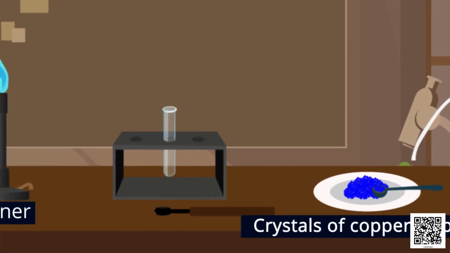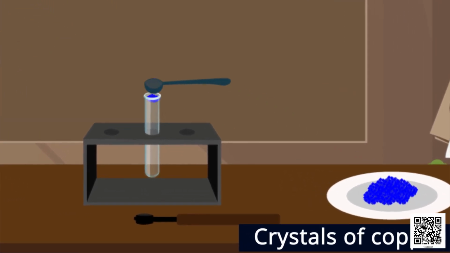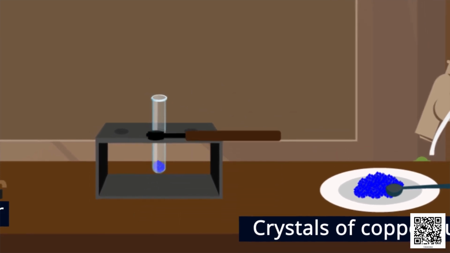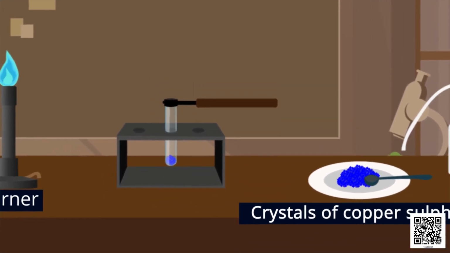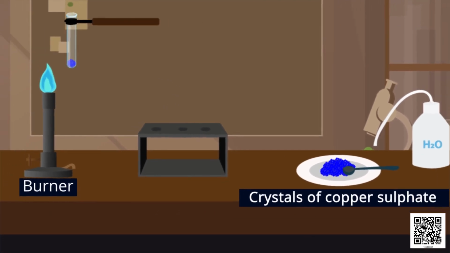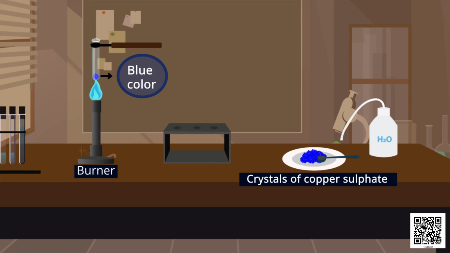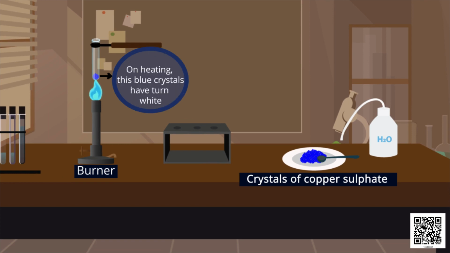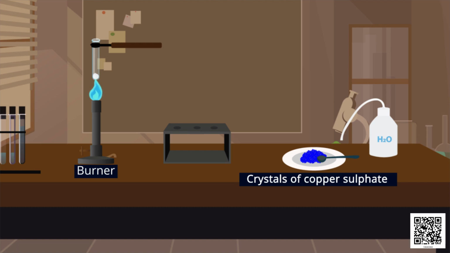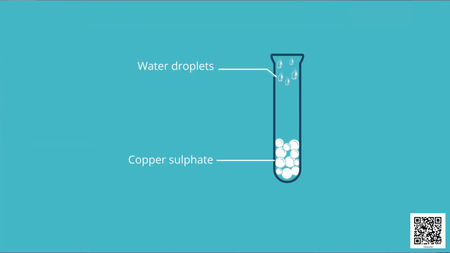First of all, take some crystals of copper sulfate in a test tube and heat them. As I told you earlier also, copper sulfate crystals are blue in color. But did you notice, children, that on heating, these blue crystals have turned white. Isn't it amazing, children? Can you see some water droplets in the test tube?